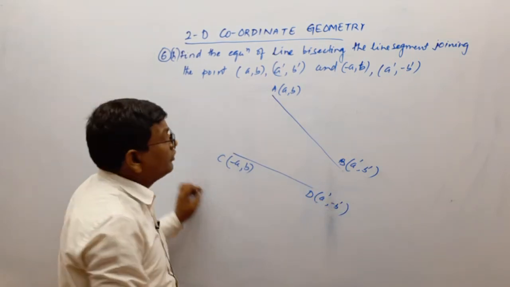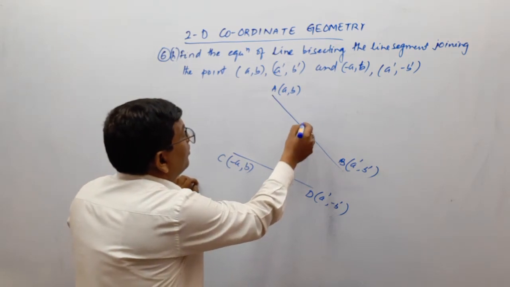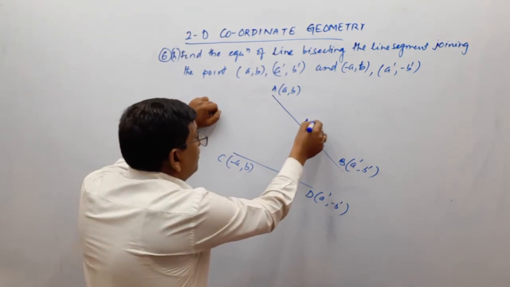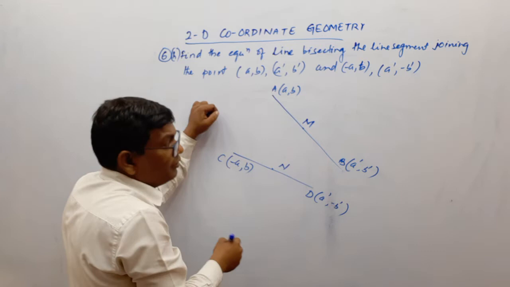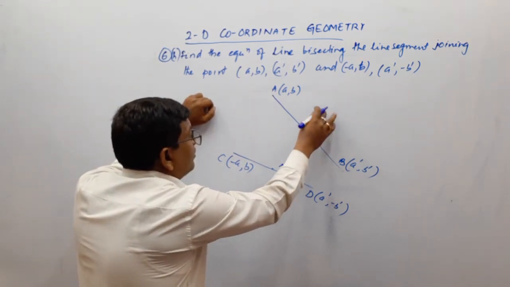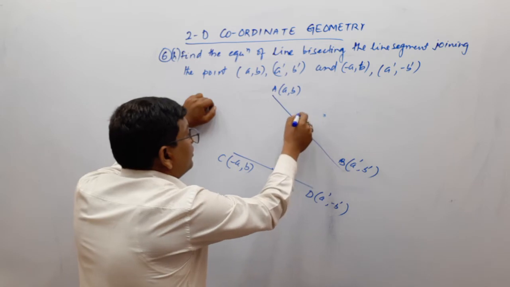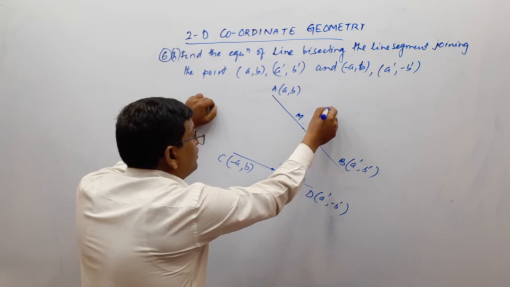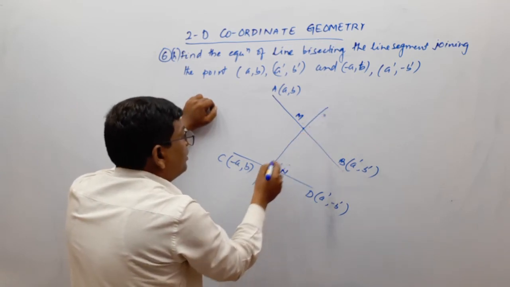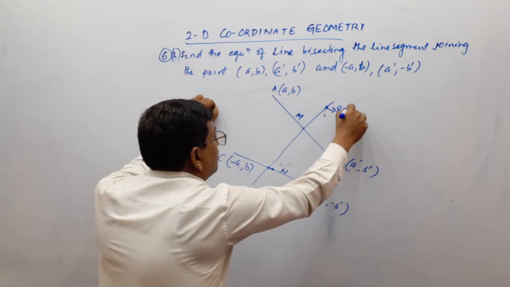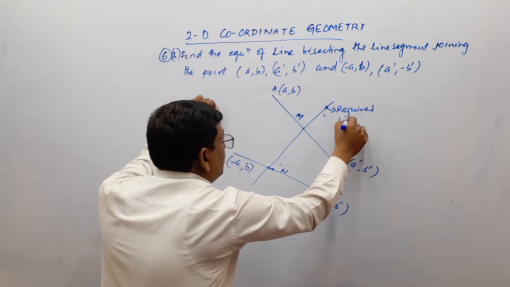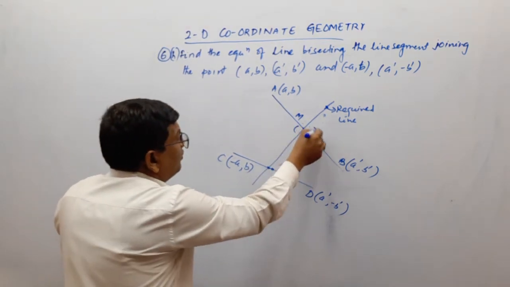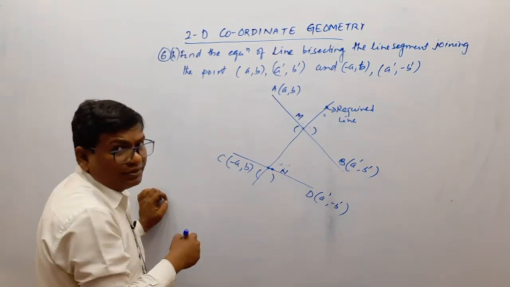What is the question here? The line passing through the midpoints. Bisect means midpoint. Suppose this is midpoint M and this is midpoint N. The line through M and N is our required line, whose equation is required. So, given this, find the midpoint of this line segment and the midpoint of the other line segment.